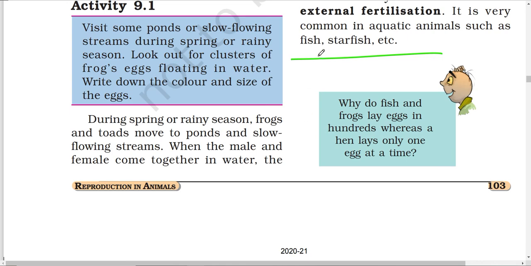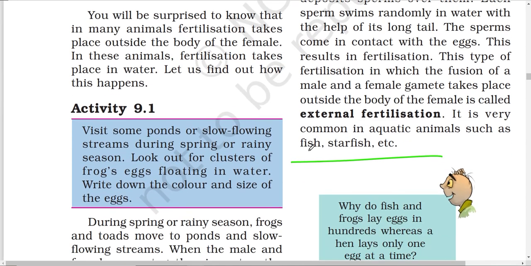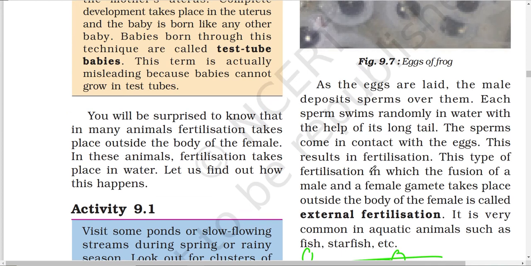Fish leave the eggs in the water. Now toads leave the eggs in the water. Now these sperm and eggs are moving, and they combine with each other. Their nuclei collide, meaning they mix with each other, and fertilization occurs. This is how external fertilization occurs.